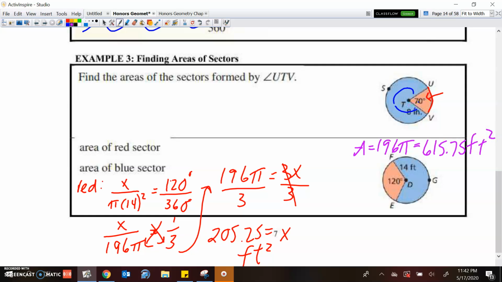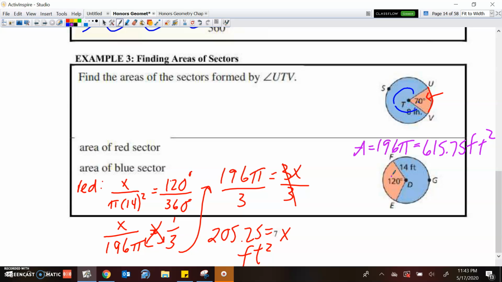So it makes sense that that red portion there is going to be 205. It looks to be maybe a little around a third. I mean, it is 120 degrees, so it is a third. 205 seems like a third, right? Even if I divide it by 3, I actually get that exact number. So yeah, everything matches out.